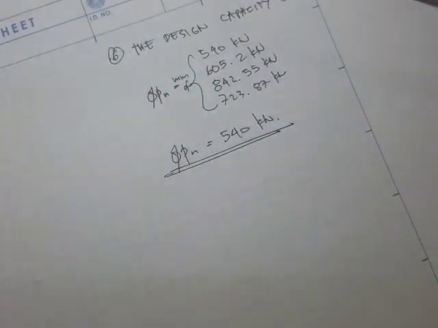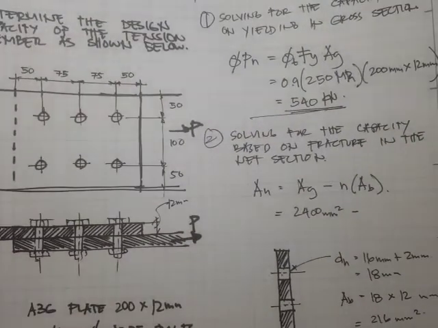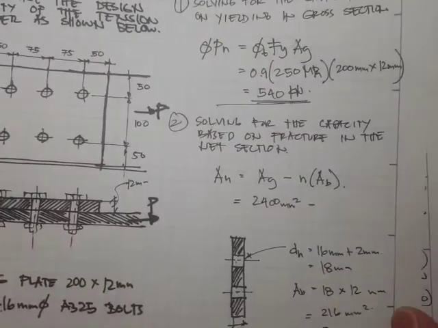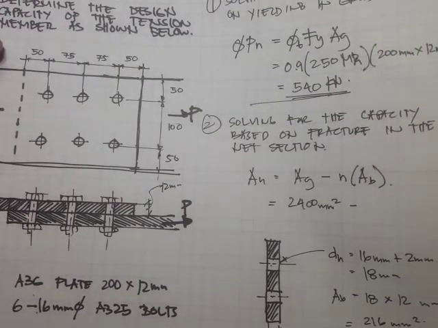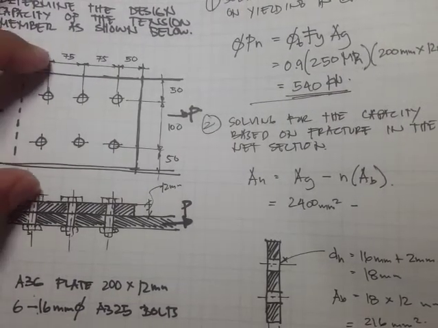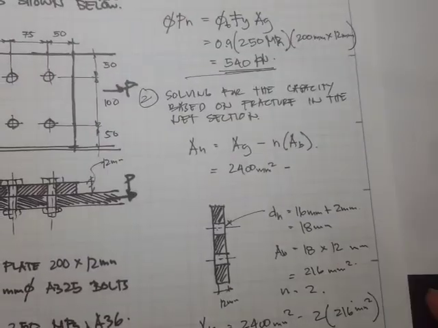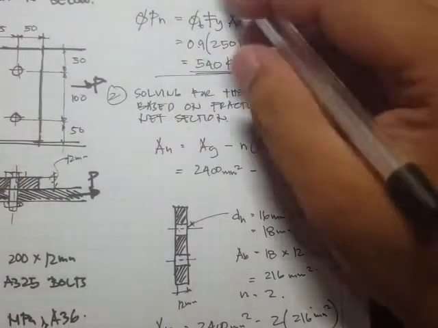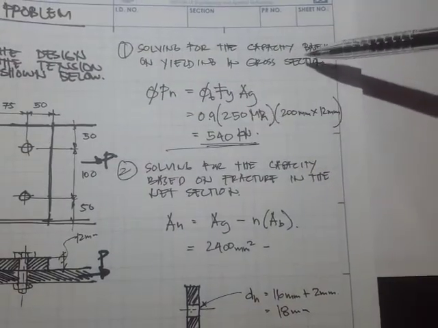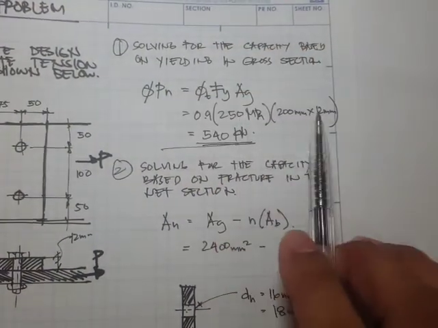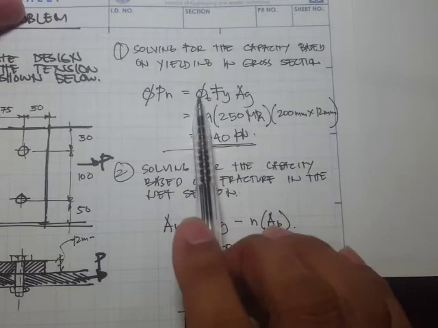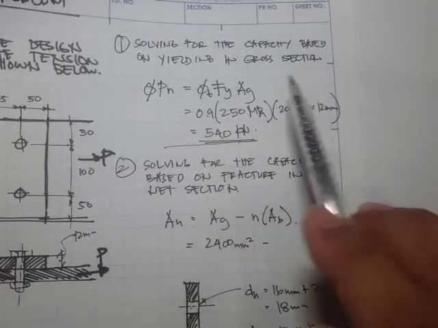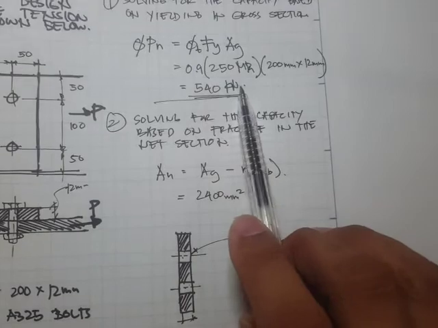Okay, so just to review on what we did, this is an analysis problem. We're given the geometry and the details, and we are to solve for the capacity. So first what we did is solve for the first limit state, the yielding in the cross section, and we just apply this equation directly and take note of this reduction factor, which is 0.9, and we obtained a value of 540 kilonewtons.